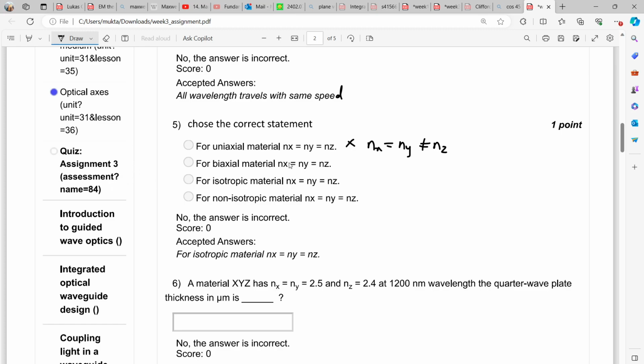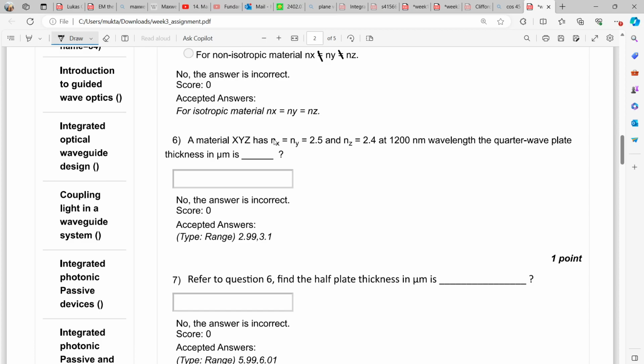Biaxial material, none of them will be equal. For isotropic material, nx equal to ny equal to nz, yes, so this is true. And for non-isotropic, again, all these two cases are non-isotropic cases. So yeah, these need not be equal.